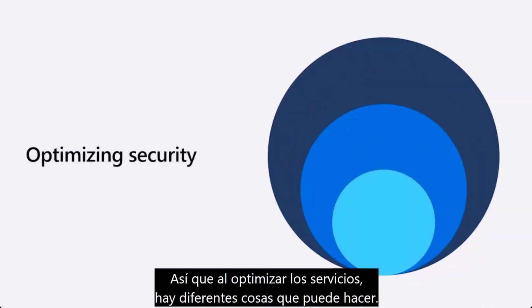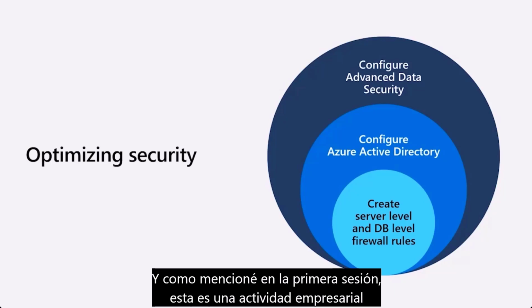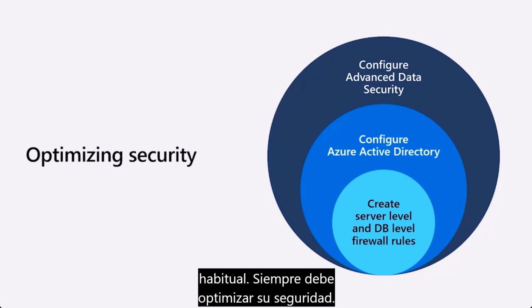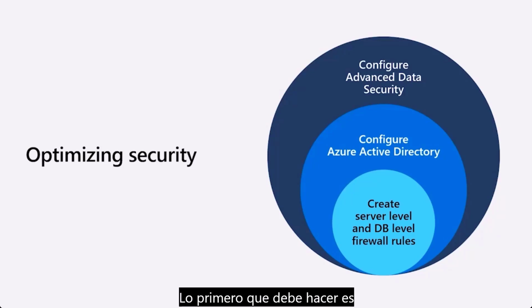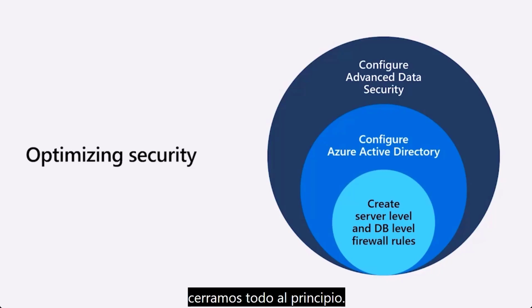So optimizing the services, there are different things that you can do. Let's start with security. That's really the first in line. And again, like I mentioned in the first session, this is a business as usual activity. You should always be optimizing your security. The very first thing you should do is, at the database level and at the server level, you should have firewall rules. And if you remember the demo, we closed everything at first.